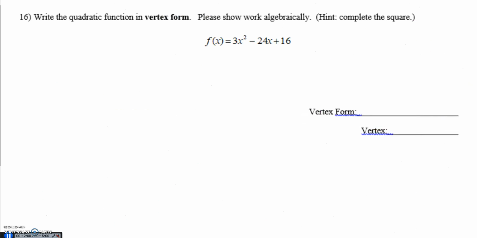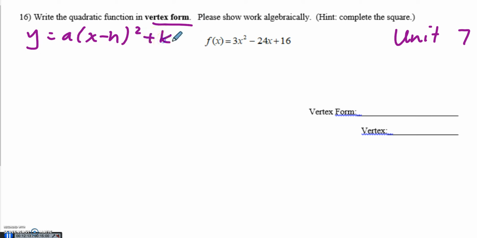Last but not least, something from Unit 7, right here, Unit 7. Write the quadratic function in vertex form. This is vertex form. I'm sure some of you very fondly recall. And we want to get this function from standard form to vertex form. And so to do that, we need to complete the square.